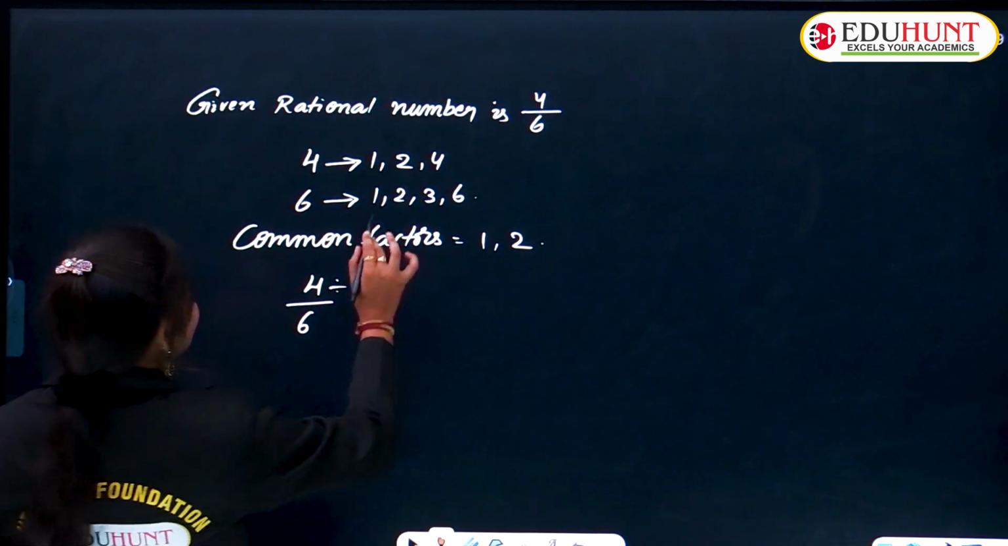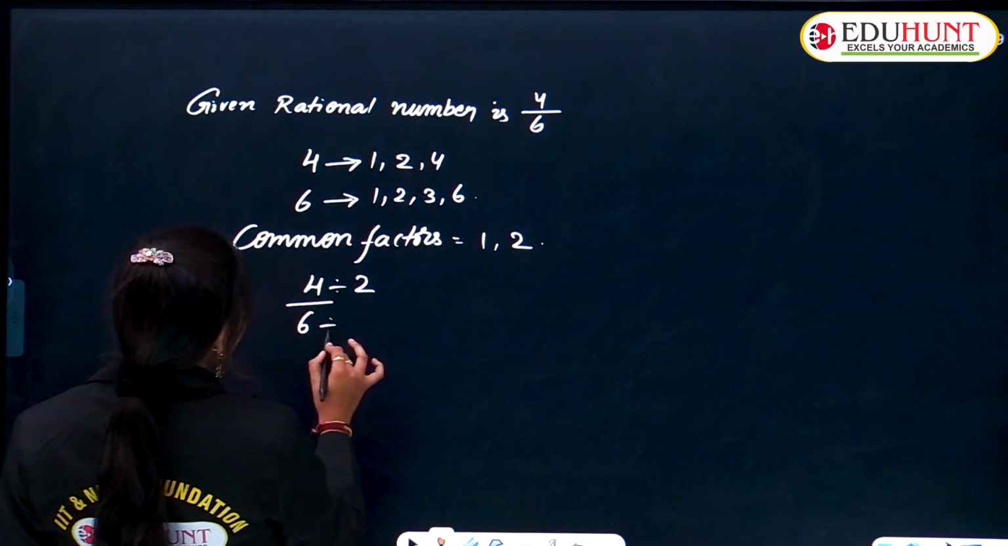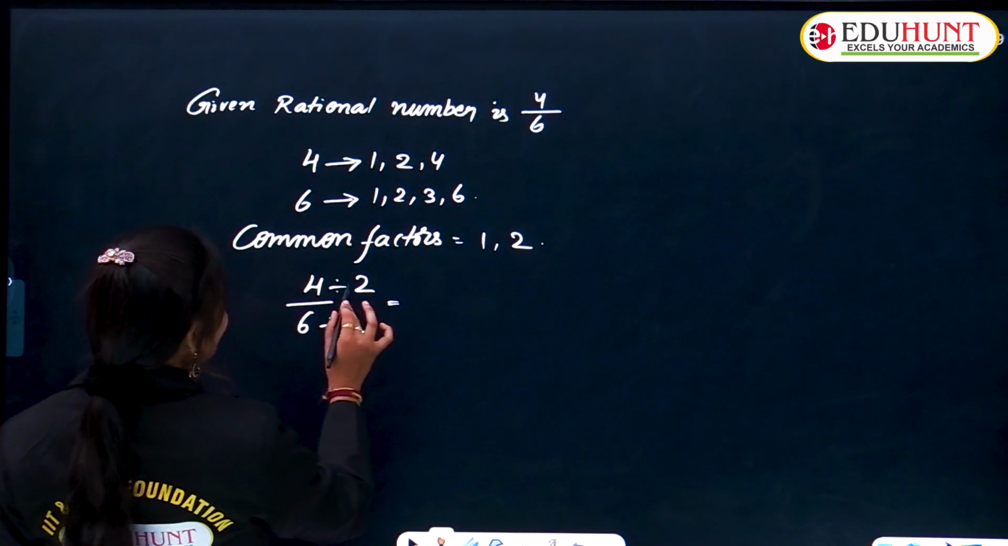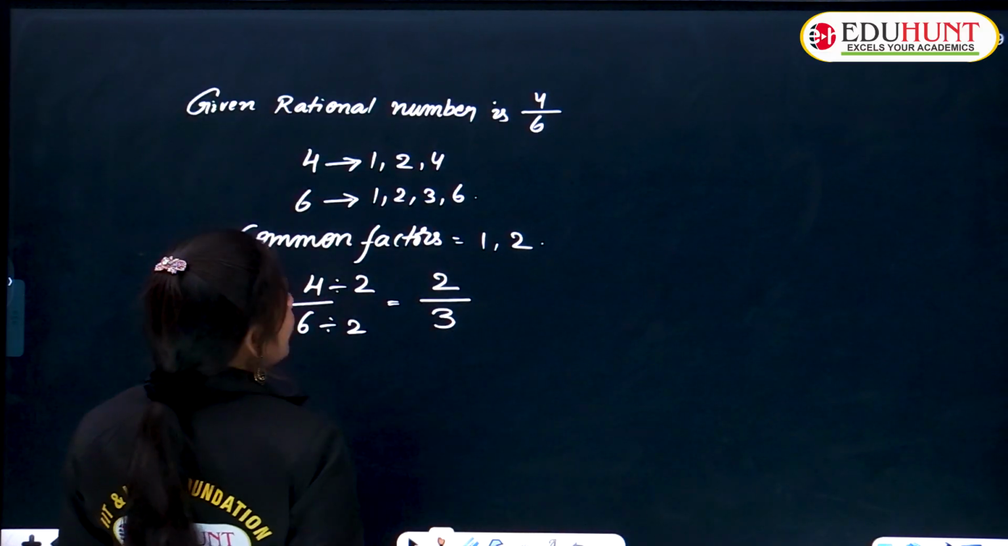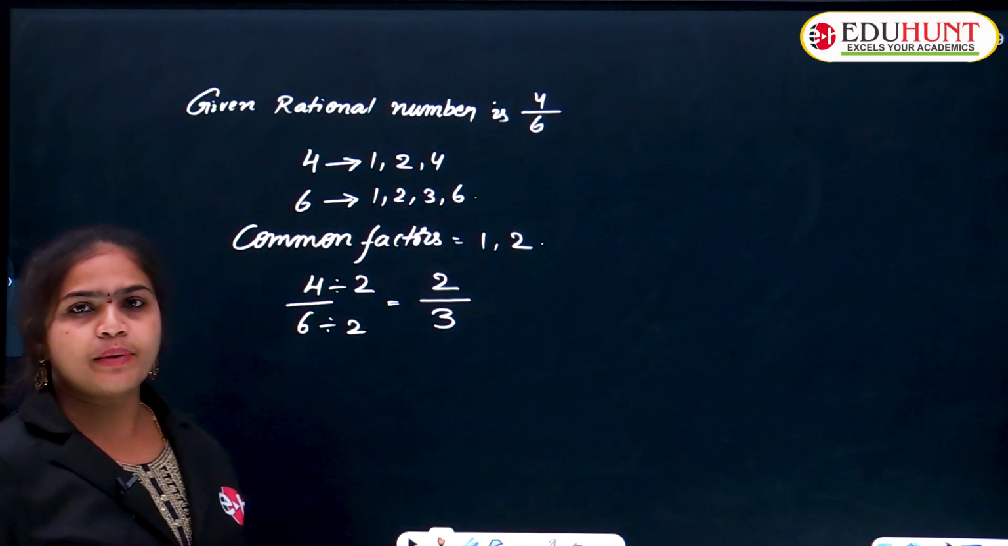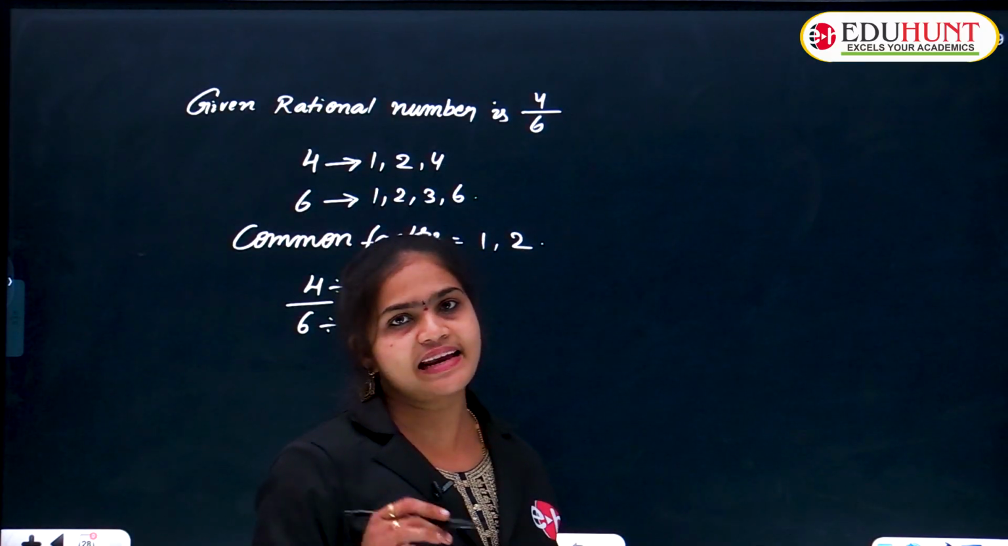But here, except 1, we have one more common factor. What is that? 2. So divide by 2. Then what do we get here? 4 divided by 2 means 2. 6 divided by 2 means 3. Now its simplest form is 2 by 3. Now 2 by 3 is in its simplest form. 2 by 3 is a rational number.